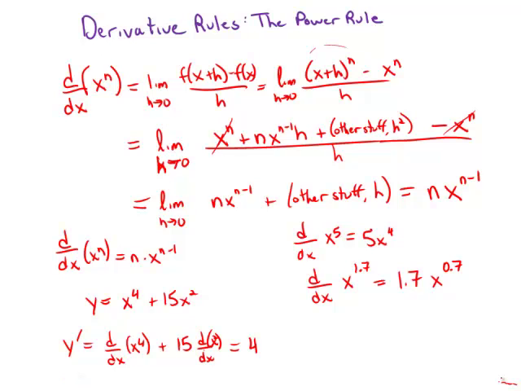Well, that's going to be 4x cubed plus 15 times 2x, or in other words, 4x cubed plus 30x. And with the greatest of ease, we find that the derivative of x to the 4th plus 15x squared is 4x cubed plus 30x. So a truly amazing shortcut this is.